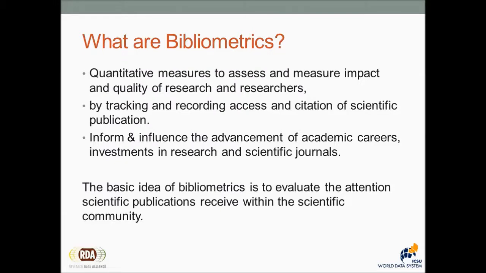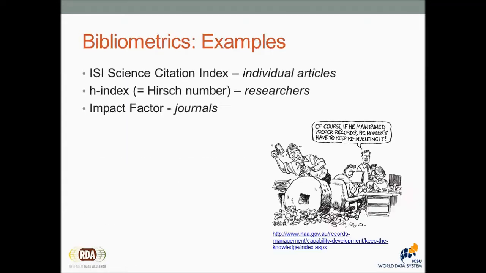And of course, bibliometrics aren't just for individual articles like the ISI Science Citation Index. But you also have the H index, which is at least nominally a way of putting a metric on how good a researcher is. And then, of course, the journals themselves have impact factors. Of course, all these things exist.